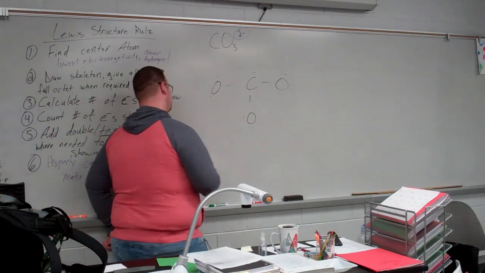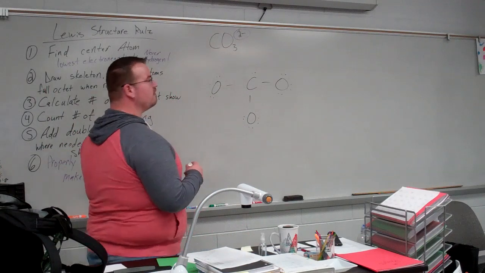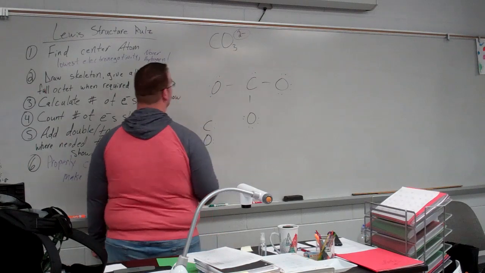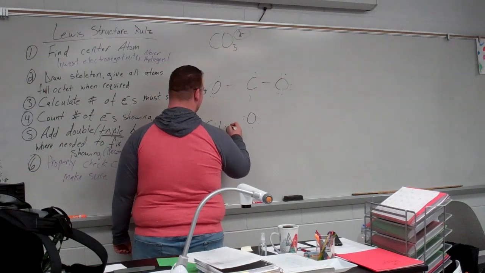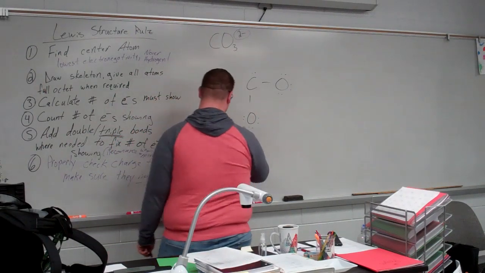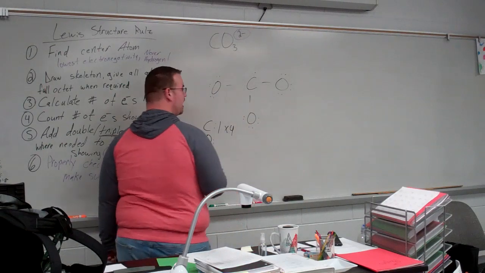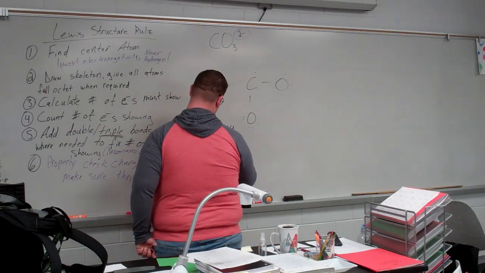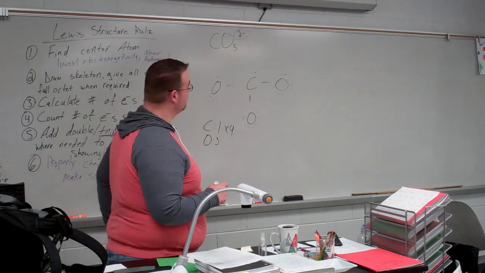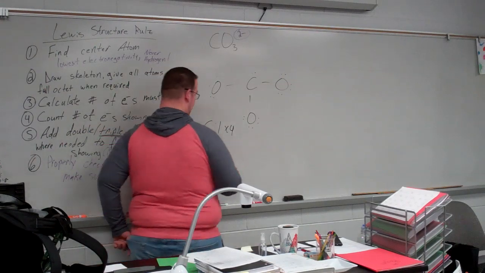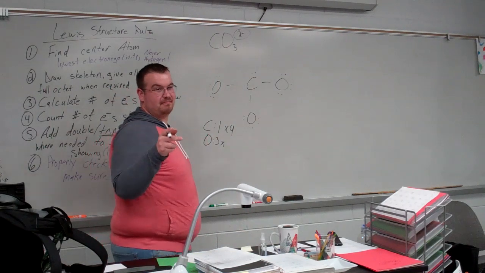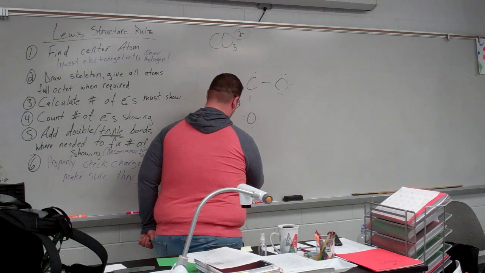Step 3, calculate the number of electrons that must be shown. So in this case, we got carbon and we have oxygen. How many carbons? 1. How many valence electrons per carbon? 4. How many oxygens? 3. How many valence electrons per oxygen? 6.